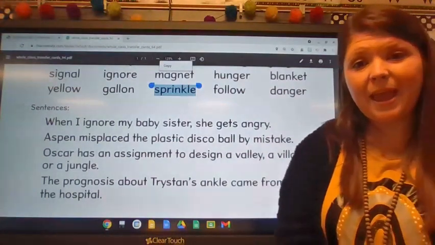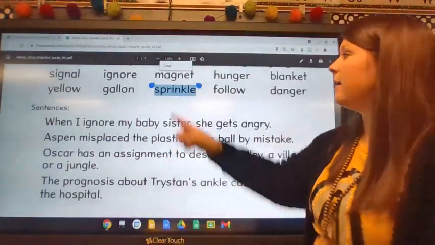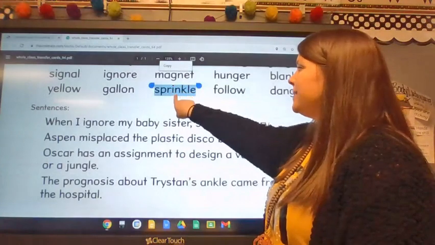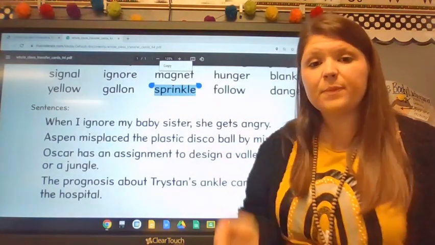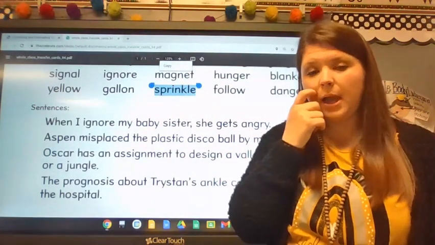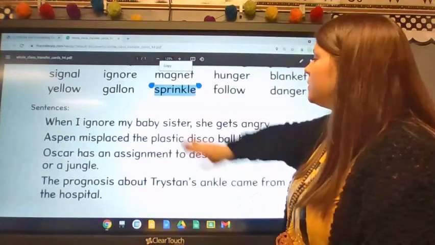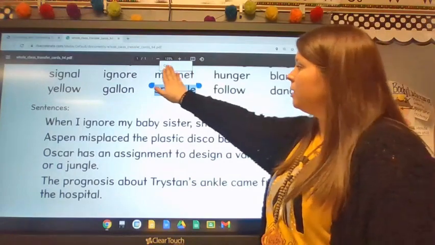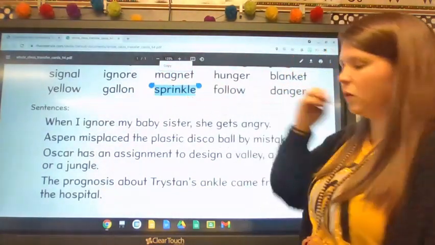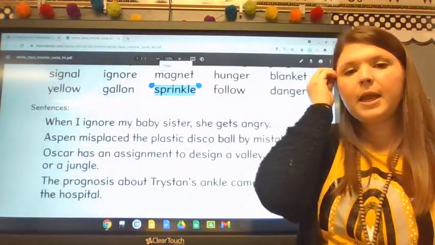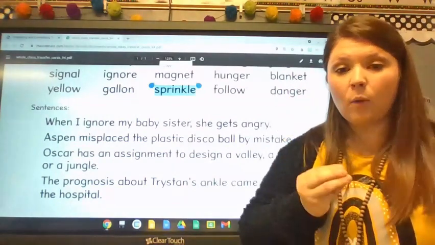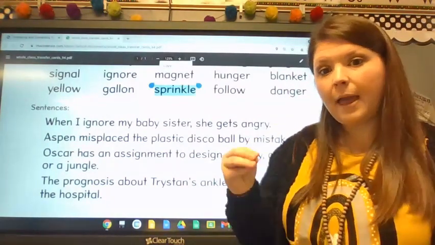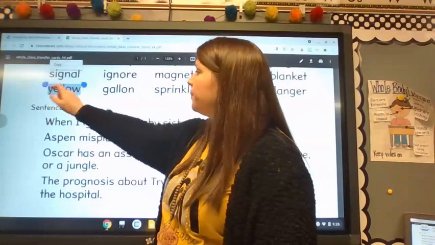All right, I and K is our special vowel combination because that vowel is followed by the N and the K, so it says ink. We're going to split the word in between what two letters? The N and the K. So our first syllable is sprinkle, sprinkle. Great job.